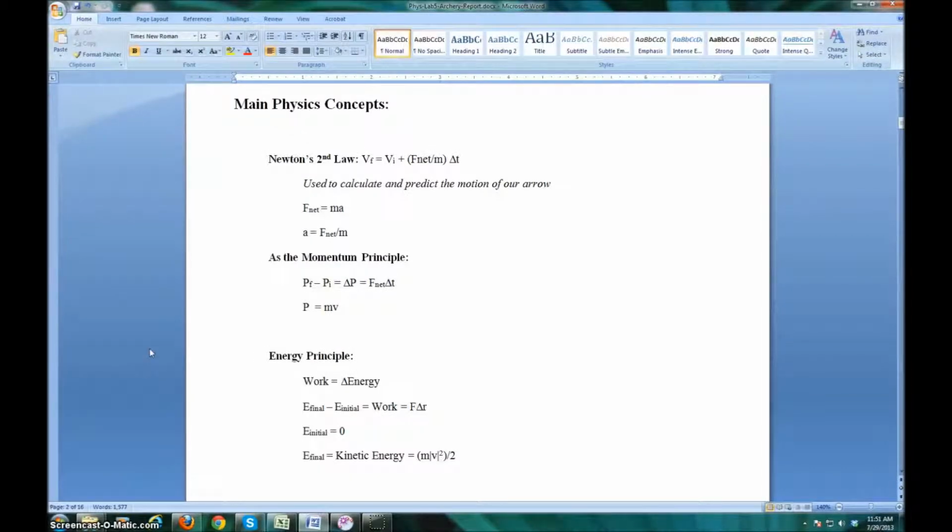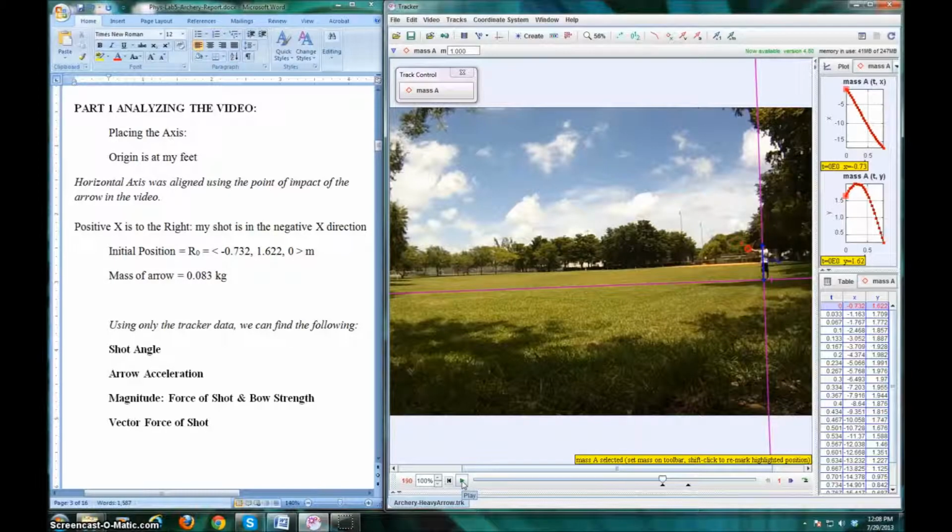The main physics concepts we're using in this lab are Newton's second law and the energy principle. Newton's second law is going to be used to calculate and predict the motion of our arrow. And then we can use the momentum principle and the energy principle to check our work and make sure that we've done everything correctly.